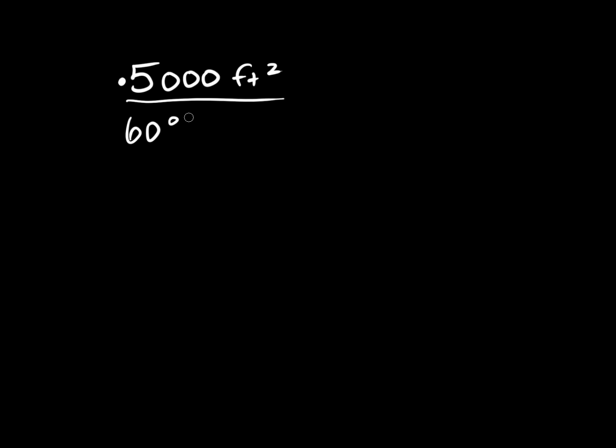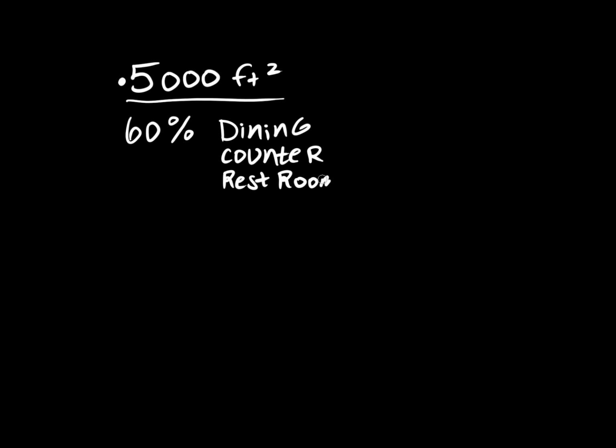60% of the square footage has to be dedicated to dining. And included in that dining is the counter where you pay, and also the refreshment rooms, or as most people call them, restrooms. Okay? 40% of the square footage has to be dedicated to the kitchen.